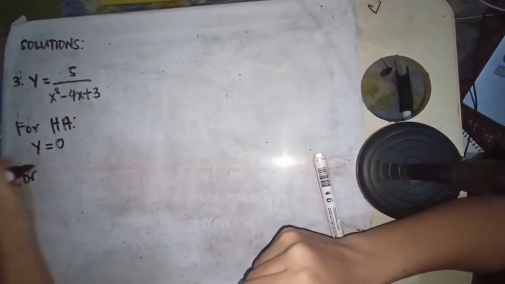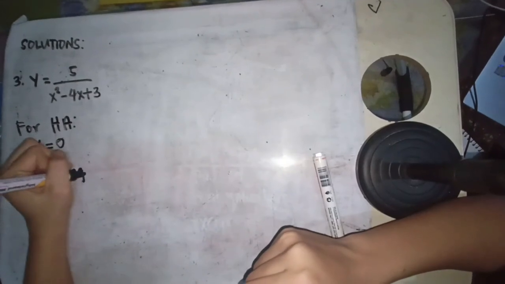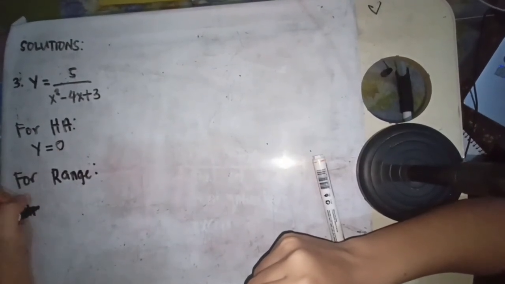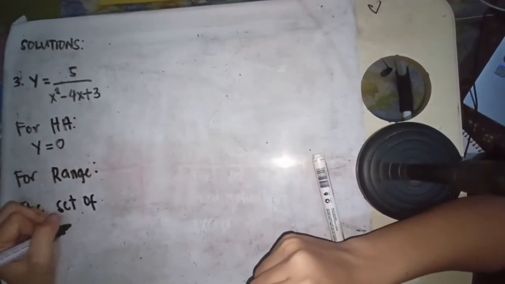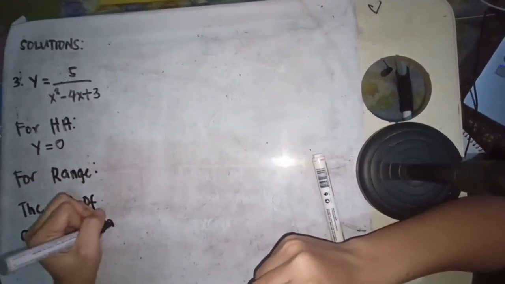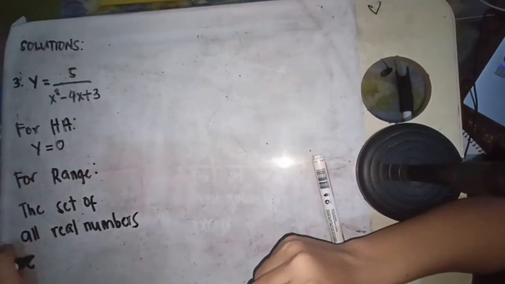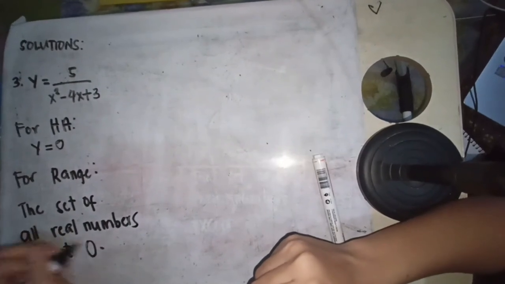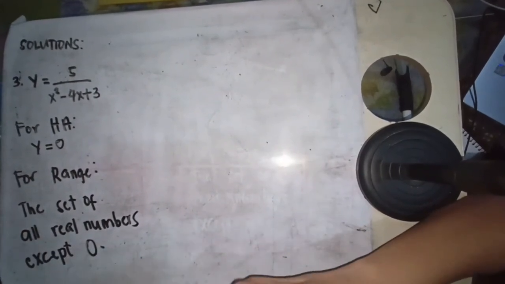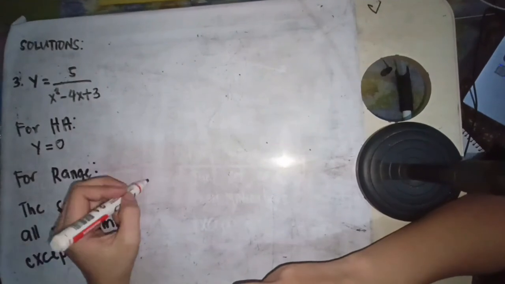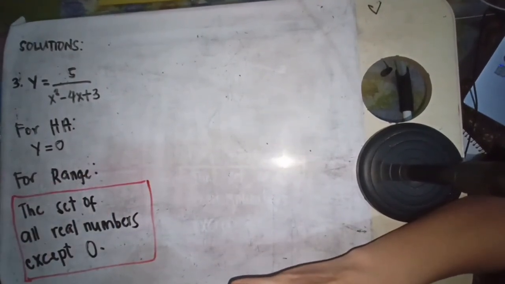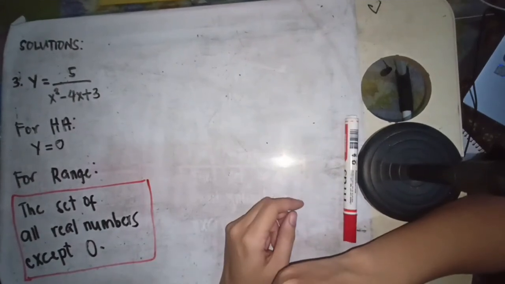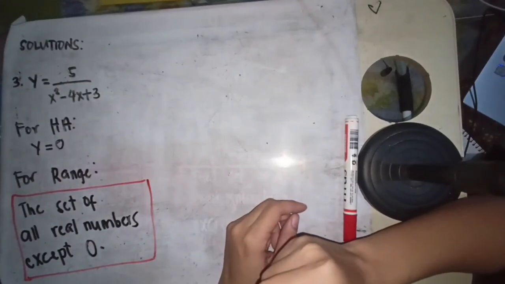So for our range, we have the set of all real numbers except our horizontal asymptote, which is 0. Okay, so therefore the range of our rational function, that is y equals 5 over x squared minus 4x plus 3, is the set of all real numbers except 0.